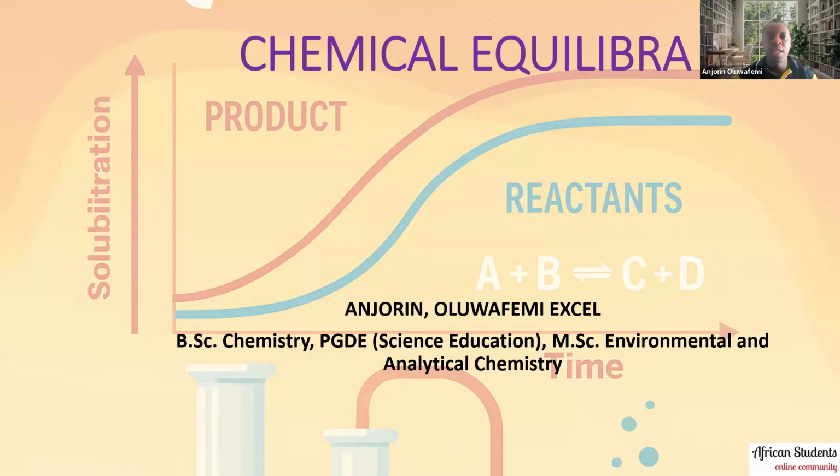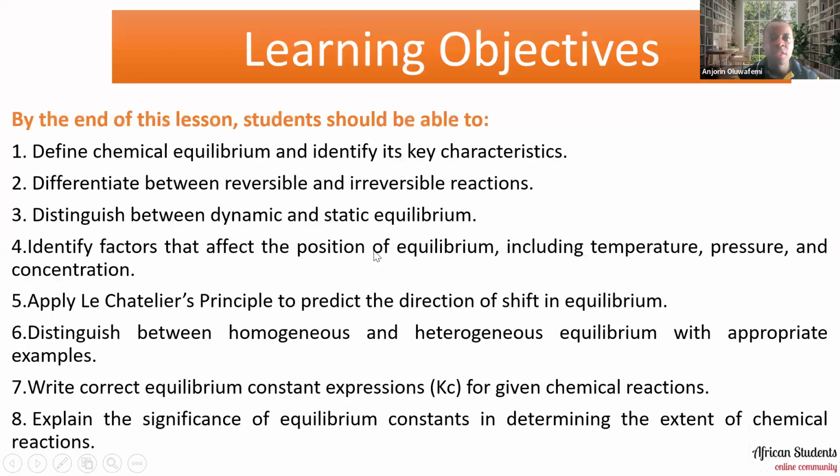Let's look at the objective of our lesson. By the end of this lesson, students should be able to define chemical equilibrium and identify its key characteristics, differentiate between reversible and irreversible reaction, distinguish between dynamic and static equilibrium, identify factors that affect the position of equilibrium, including temperature, pressure, and concentration. Then apply Le Chatelier's principle to predict the direction of shifts in equilibrium, and distinguish between homogeneous and heterogeneous equilibrium with appropriate examples, okay?